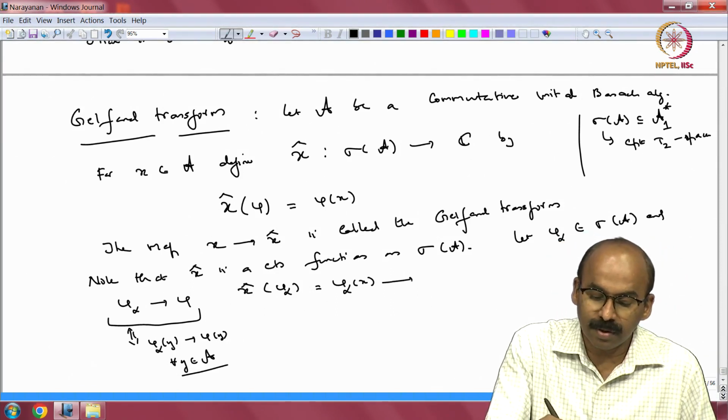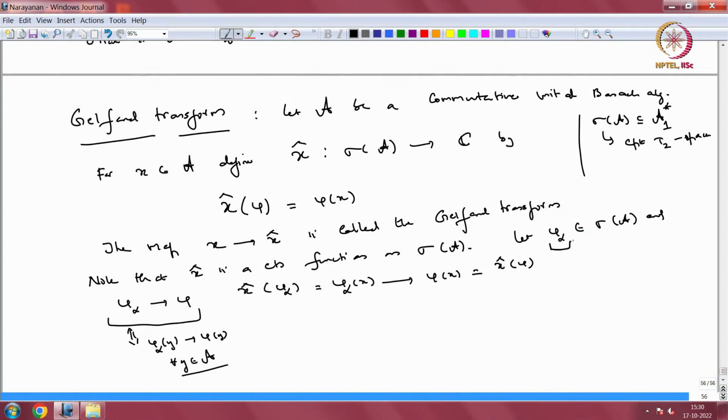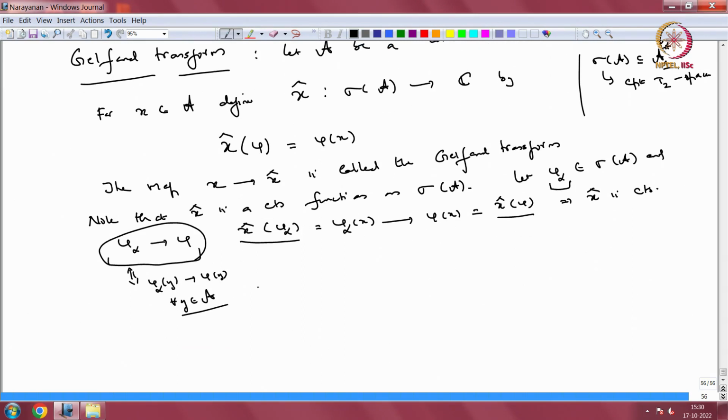So, phi alpha of x will converge to phi of x, but this is simply x hat at phi, right. So, I started with a net phi alpha such that phi alpha converges to phi. I proved that x hat at phi alpha converges to x hat at phi, which implies x hat is continuous. Okay. So, hence the Gelfand transform x going to x hat is a map from script A into continuous functions on this Hausdorff space sigma A, right. So, that is the Gelfand transform.